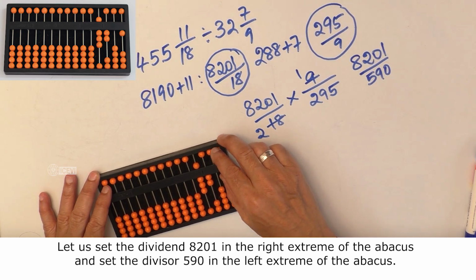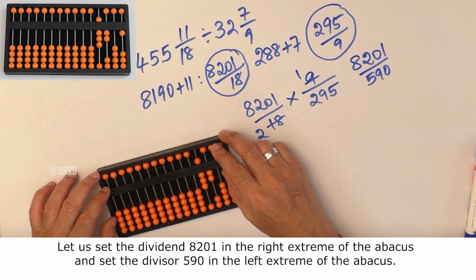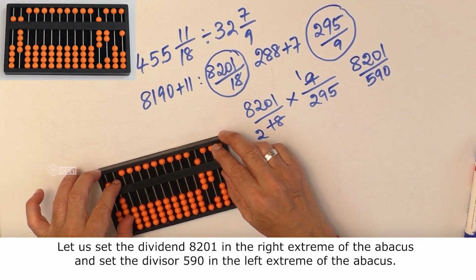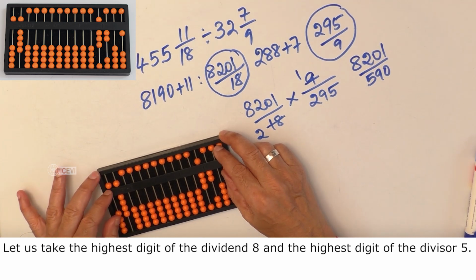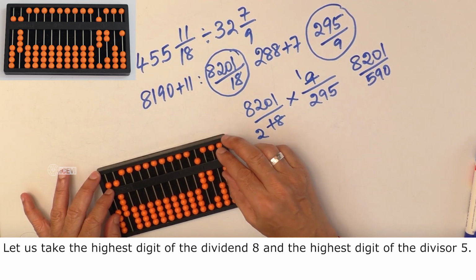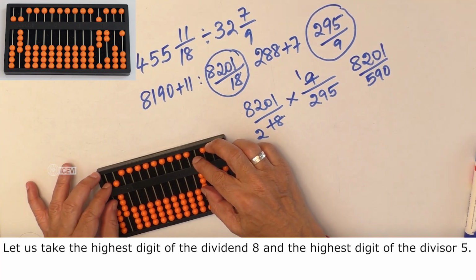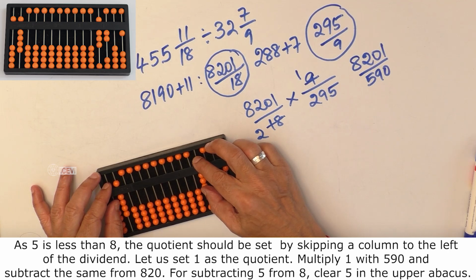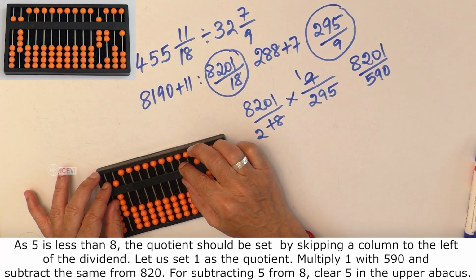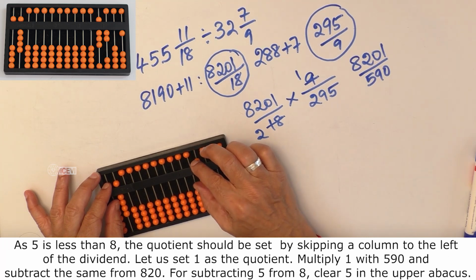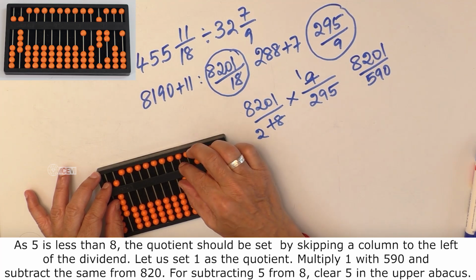Now let us set the dividend 8201 in the extreme right of the abacus and set the divisor 590 in the left extreme of the abacus. Let us take the highest digit of the dividend 8 and highest digit of the divisor 5. As 5 is less than 8, the quotient should be set by skipping a column to the left of the dividend. Here let us set 1 as the quotient.